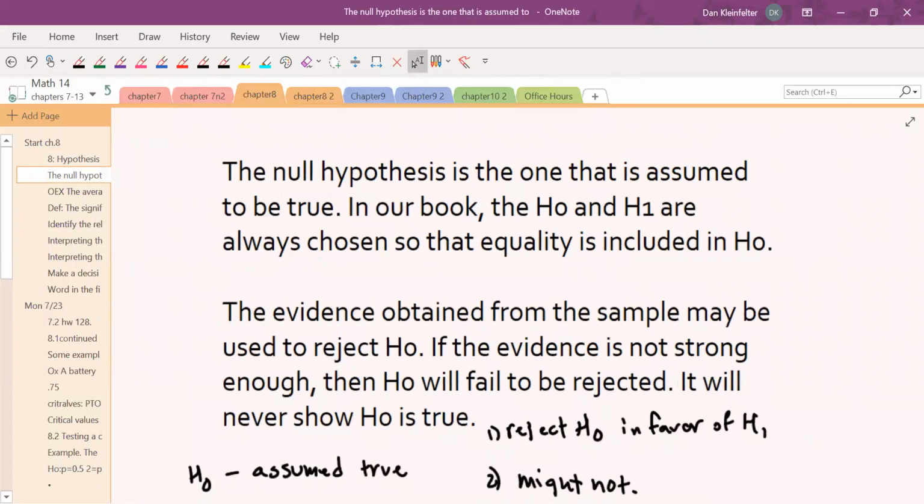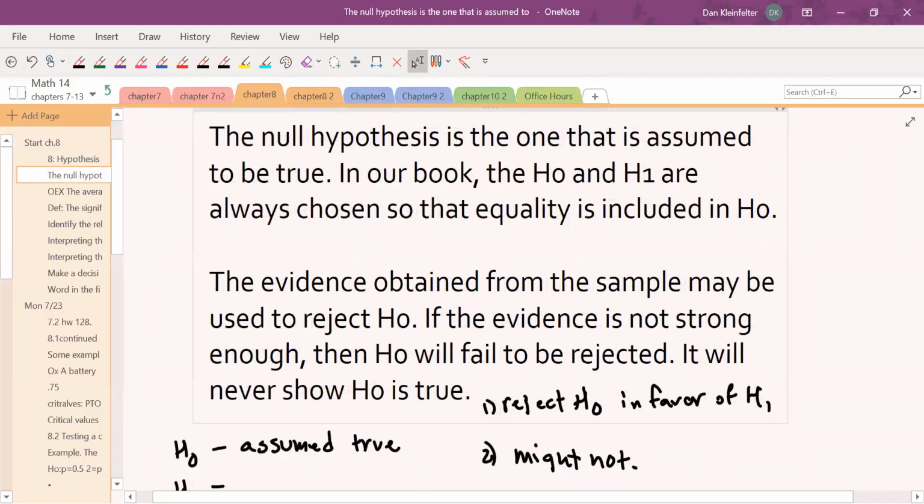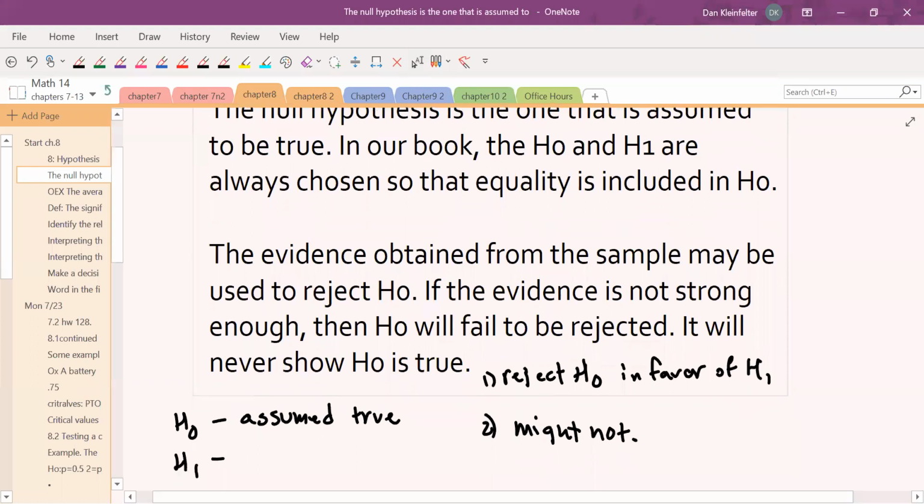All right, throughout, the null hypothesis is going to be the one that is assumed to be true. In our book, the H0 and H1 are always chosen so that equality is included in H0. The evidence obtained from our sample may be used to reject H0. If the evidence is not strong enough, then H0 will fail to be rejected. It will never show the null hypothesis is true.